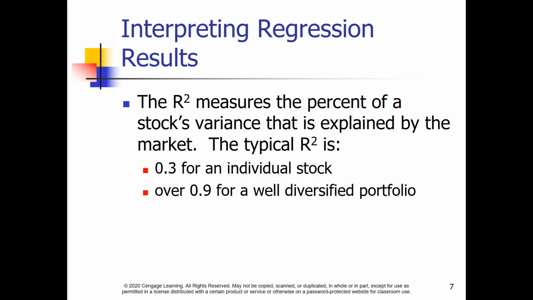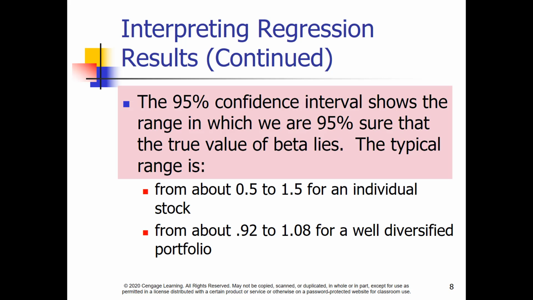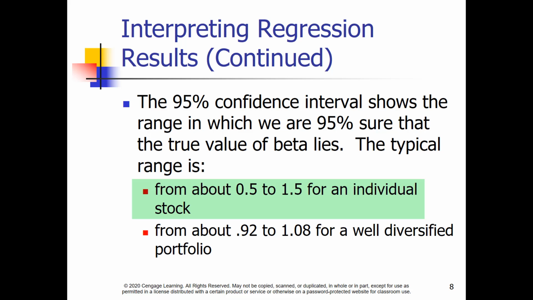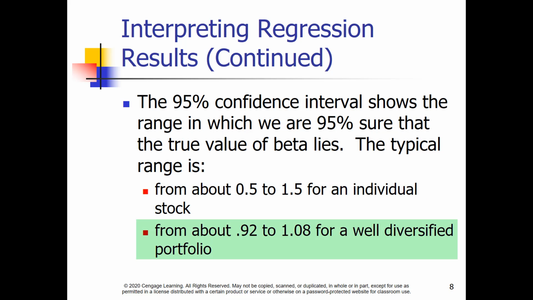R-squared values for a single stock are usually much lower, though values in the 90% range are not uncommon for portfolios. The confidence interval shows the range within which we are confident the true value lies. For betas of individual stocks, the typical range is rather low, 0.5 to 1.5. For portfolios, the result is much stronger, 0.92 to 1.08.